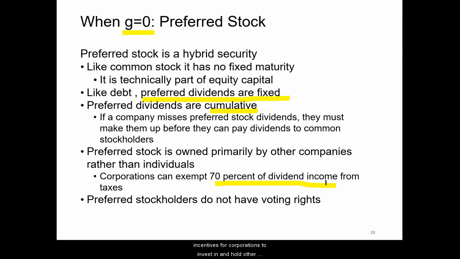The last point about preferred stocks is that preferred stockholders, unlike the common stockholders, do not have the voting rights. So they have rights to receive dividends, and they do receive preferred dividends before common stockholders receive the common dividends, but preferred stockholders do not have the voting rights.